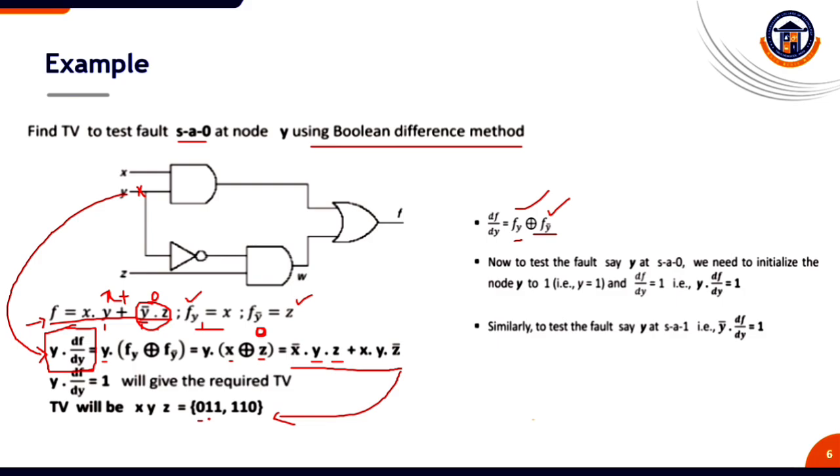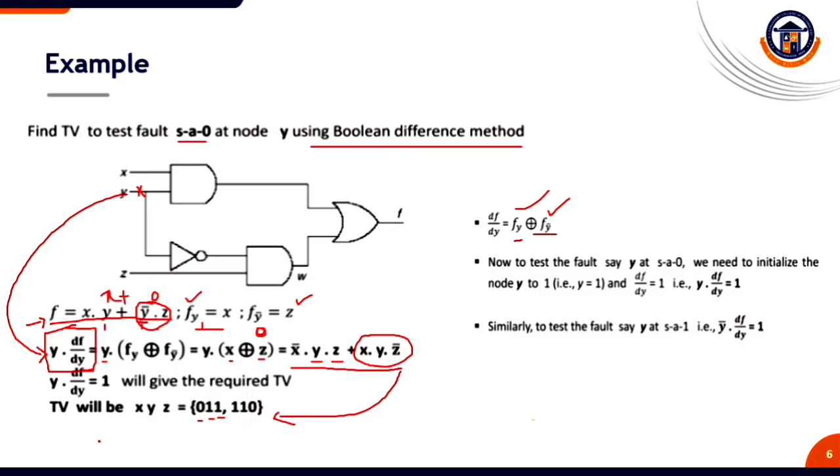Instead we can write the expression as a test vector, like this: 1 1, comma. What is the other expression? X dot y dot z bar. Now it is converted into the test vector format. Instead of x we can substitute 1, instead of y we can substitute 1, and z bar we can write as 0.